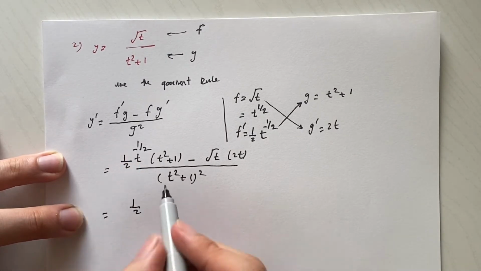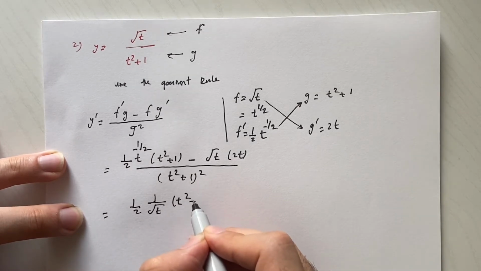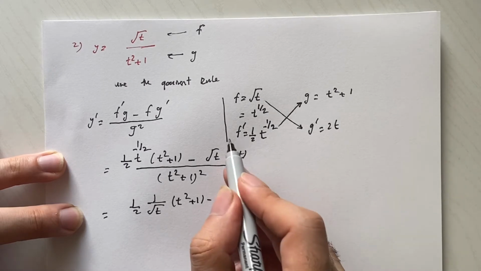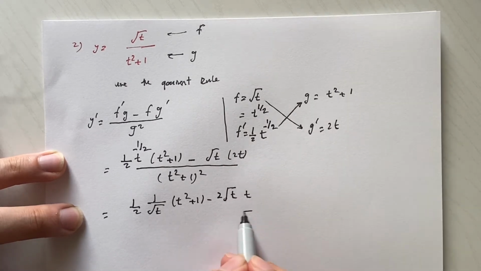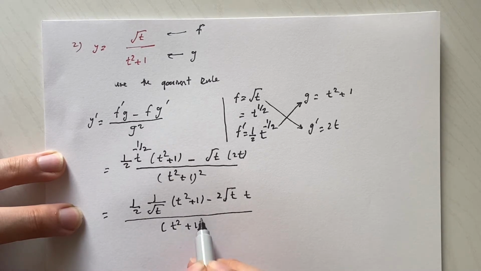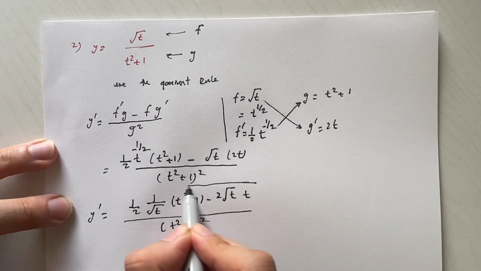Now what I'm gonna do, I'm gonna transform the t to the negative half to 1 over the square root of t. And then I'm gonna leave everything the same. Here I brought the 2 in front of the square root in the second term, and that's the derivative of y.